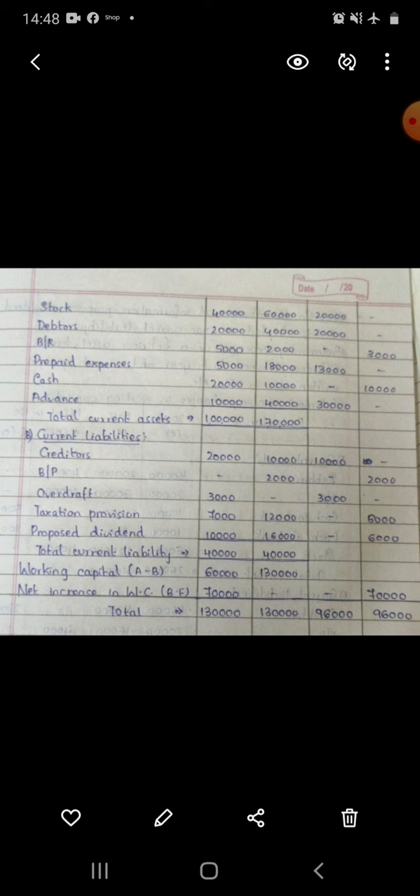Okay, now next, net increase or decrease in the working capital. There is an increase, right? 60,000 is the working capital in 2014. Working capital in 2015 is 1,30,000. So how much is the net increase in working capital? 70,000 is increased. So total is 1,30,000 and 96,000. So net working capital increase is 70,000. Okay, this is about the calculation of the working capital. Changes in working capital is important for the 12 marks, only current assets minus current liabilities.